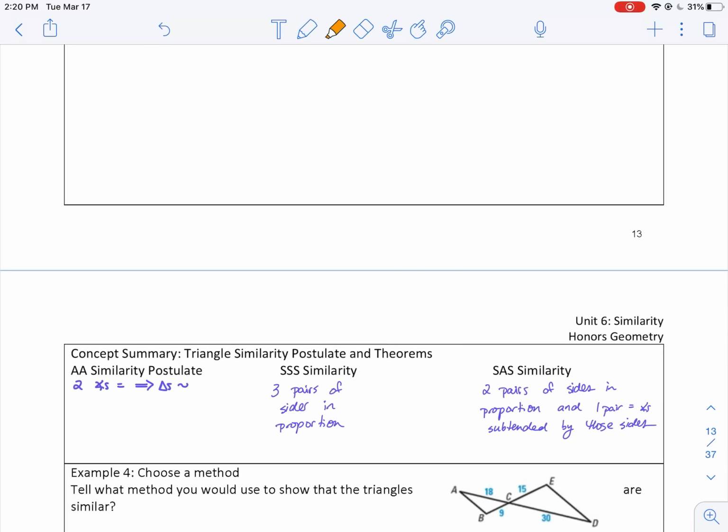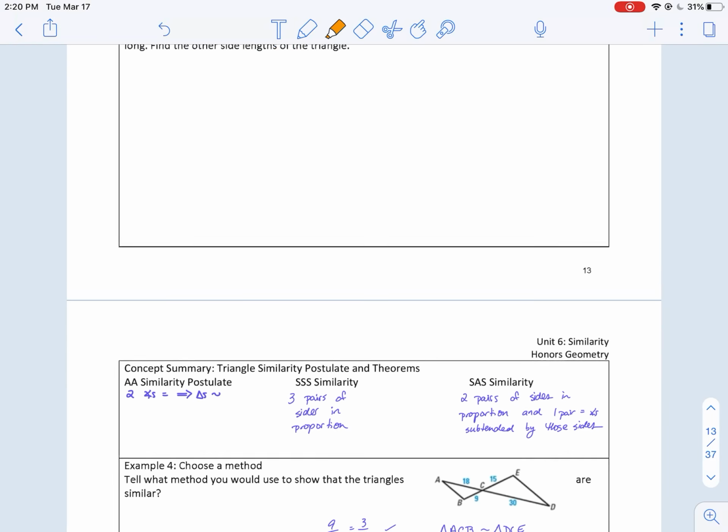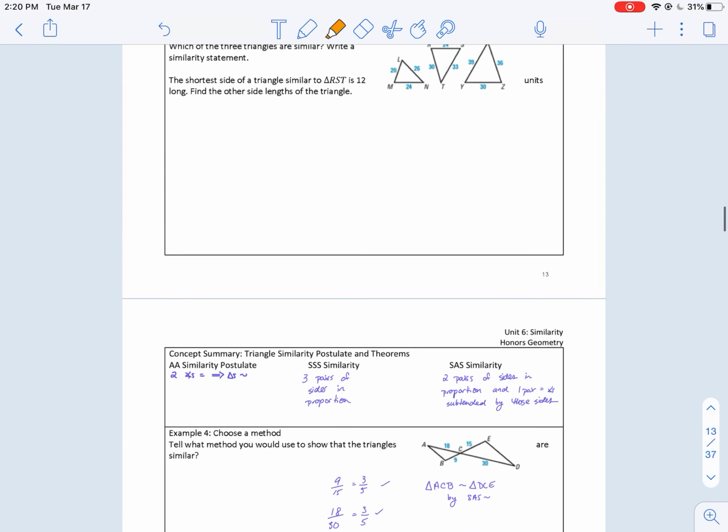Go ahead and pause the video and try to work out example 4 right now on your own. Great, so you should have worked that out. And so now let's look at how I set this up.